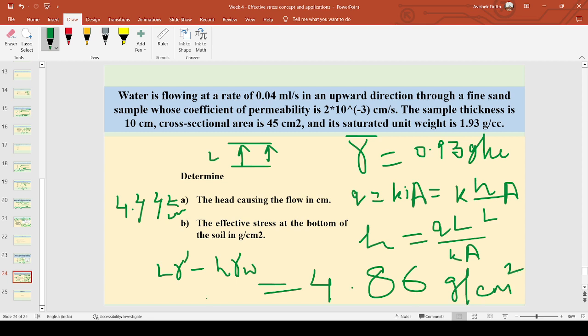So this part is the downward force, this part is the upward force. Downward force minus upward force gives us the effective stress in gram per centimeter square, or downward stress minus upward stress. Is it clear?